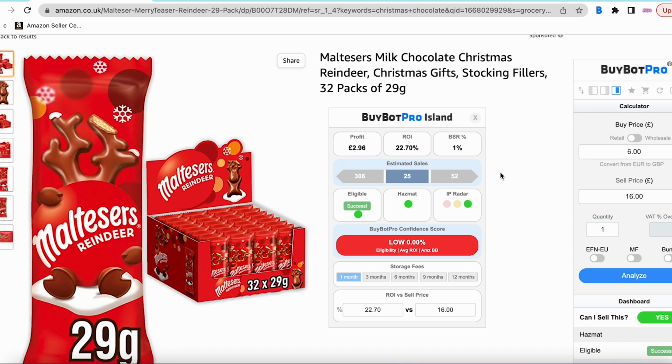So we can take a look at this Malteser Christmas reindeer, which we would expect to sell really well during Q4. So we can see straight away we've got a profit of £2.96 and a return on investment of 22.7, and we are eligible to sell the item, but we have a low BuyBot Pro score. So this says either we're not eligible to sell the item, which we know we are because it tells us just above. The average return on investment is just 22%, which is outside of my set criteria. And also Amazon have the buy box. So what I'm going to do now is just scroll down, show you those historical data charts, show you how to read them, show you what information we can pull from them.